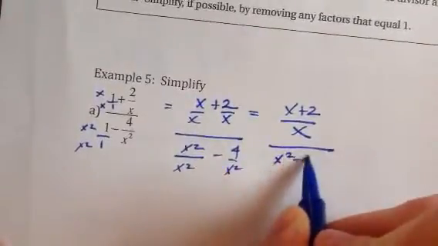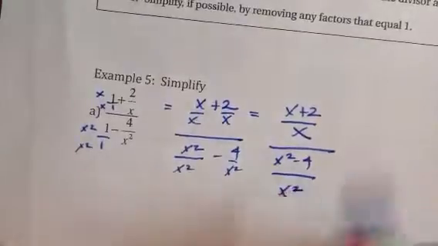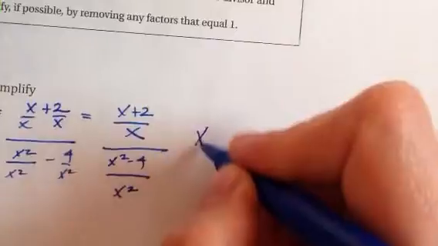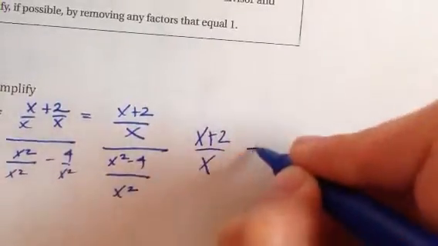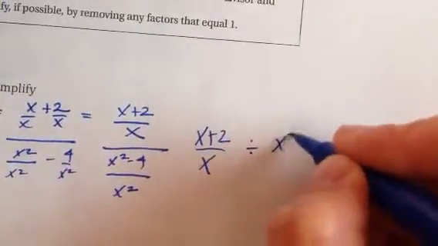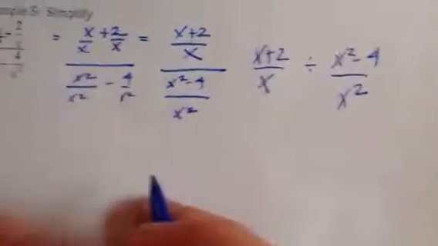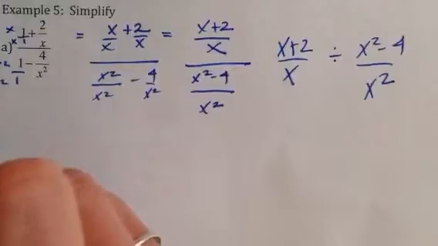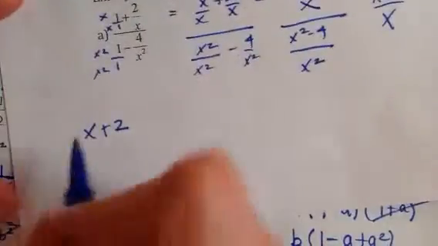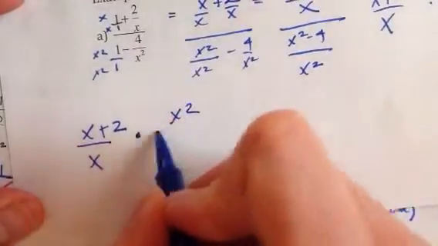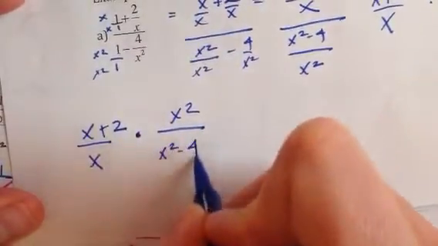So I'm creating that fraction over fraction. So then I write it as a quotient, x plus 2 over x divided by x squared minus 4 over x squared. Then I flip it to multiply. So I have x plus 2 over x times x squared over x squared minus 4.